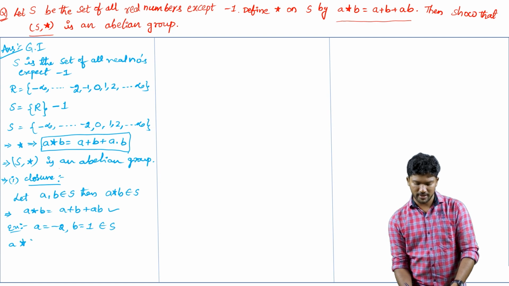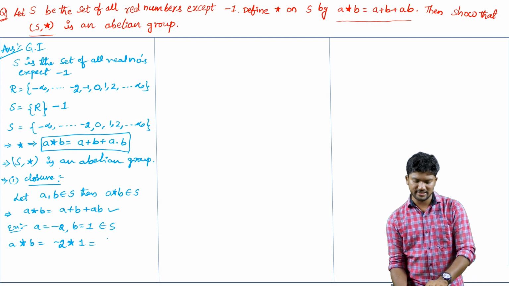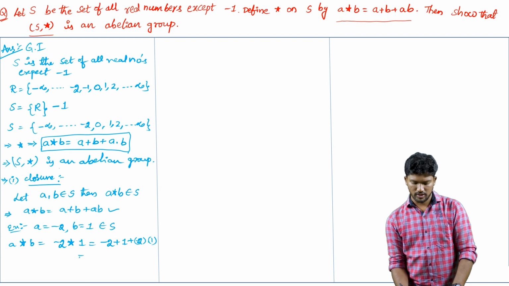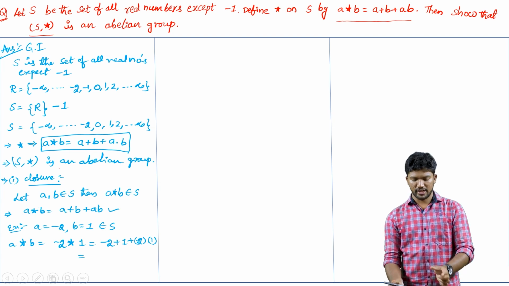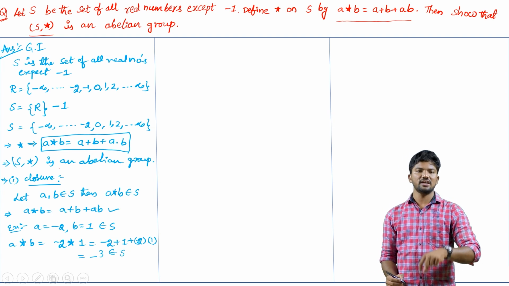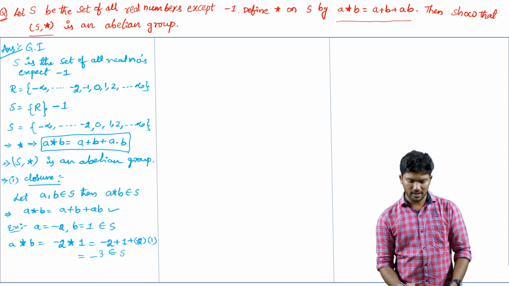Now A star B is equal to -2 star 1 is equal to, what is the condition? A plus B plus AB. A is nothing but -2, B is nothing but +1, into -2 into 1. Okay, is equal to -2 plus 1 minus 2. You will get -3. This -3 also belongs to capital S only. Yes, -3 is one of the elements of capital S.